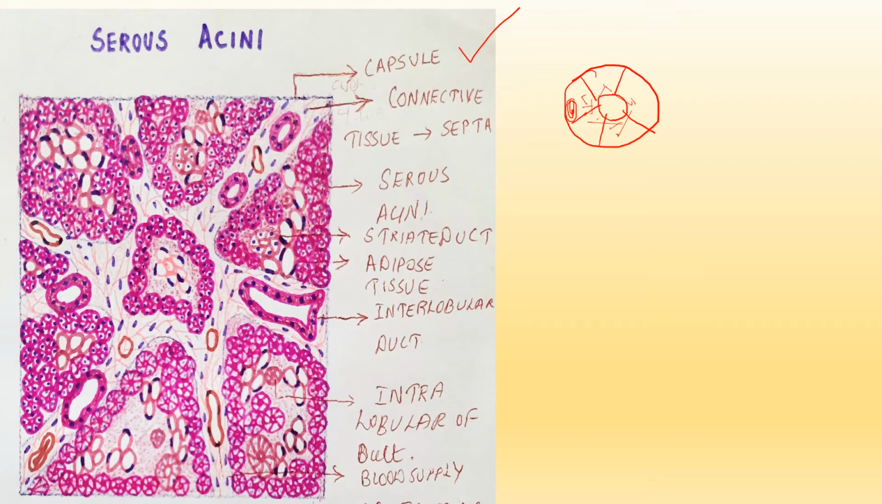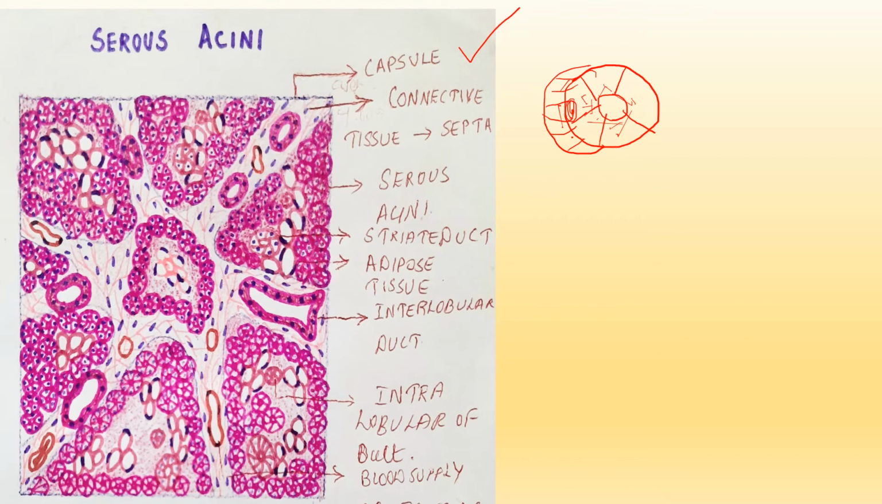So one important function in the serous gland is that surrounding the serous cells, you can find myoepithelial cells. So these myoepithelial cells mainly help in the contraction. These myoepithelial cells also contain the pyramidal cells with the basal nuclei.